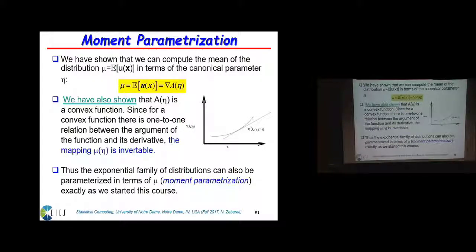And effectively that means if you look at this equation, the moment mu, equal to the expectation of u, is equal to the gradient of A. Because A is convex, this equation of mu equal to gradient of A is invertible. So for all of these distributions, you can write uniquely eta in terms of mu, the same way you can write mu in terms of eta. So there is no ambiguity.